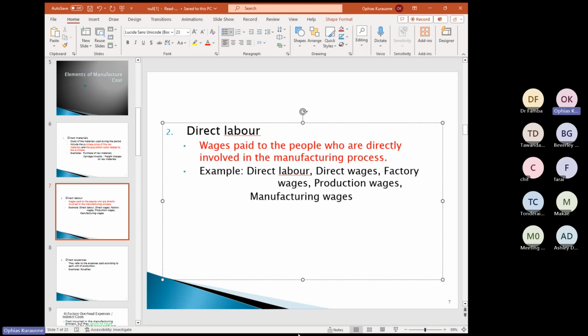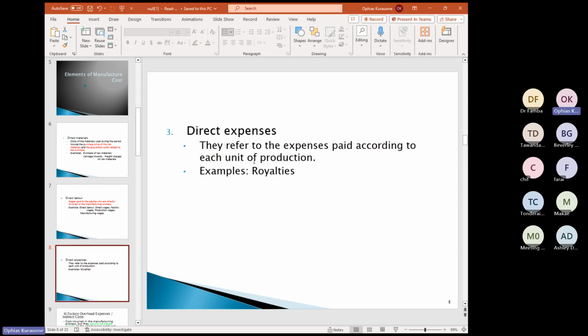Then we go on and look at the next, that is our direct expenses. Direct expenses refer to the expense paid according to each unit of production. Example, royalties. For example, you can use the name Coca-Cola or Pepsi. The Coca-Cola of Zimbabwe will pay a certain amount to the mother company, to the head office, for using the royalties of Coca-Cola. Sometimes they are using the ingredients which were supplied by the mother company. In this case, maybe Coca-Cola from Switzerland or from USA, Pepsi from USA, then you pay a certain amount in terms of royalties.